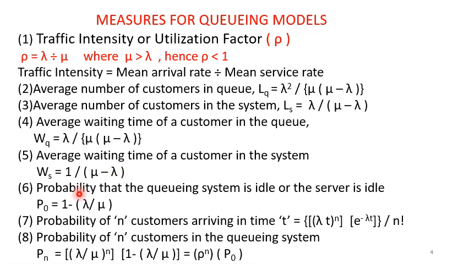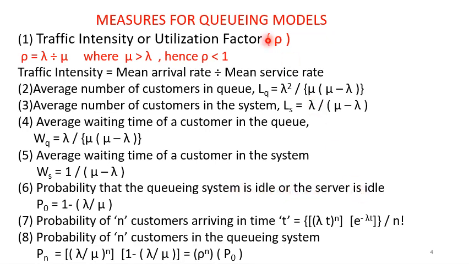The sixth measure is the probability that the queuing system is idle, or the server is idle. P0 means the probability that the system is without any customer. If the system is without any customer, it means the server is idle. That is given by 1 minus lambda divided by mu, or 1 minus the traffic intensity rho.